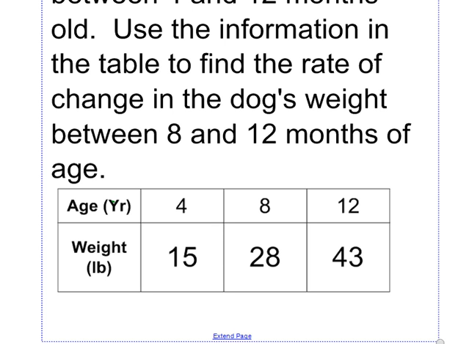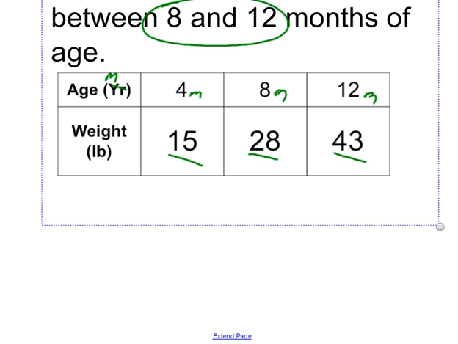Well, if I look at this, at 4 months, the dog's weight was 15 pounds. At 8 months, the dog weighed 28 pounds, and at 12 months, the dog weighed 43 pounds. Well, they're asking me to calculate the rate of change between 8 months and 12 months. So first of all, I have to find the difference. How much did the dog grow? Well, 43 at the end. It started at 28. So 43 minus 28 would be its increase in weight. And of course, it did that from 8 months to 12 months.